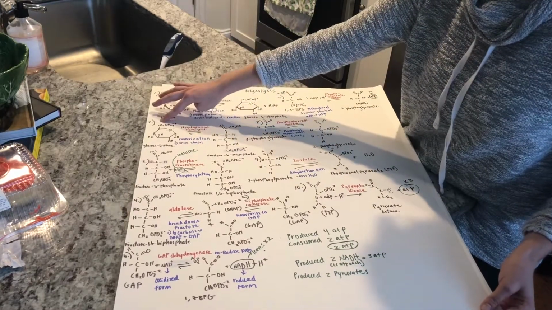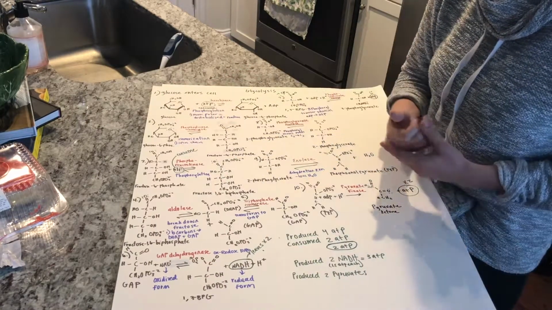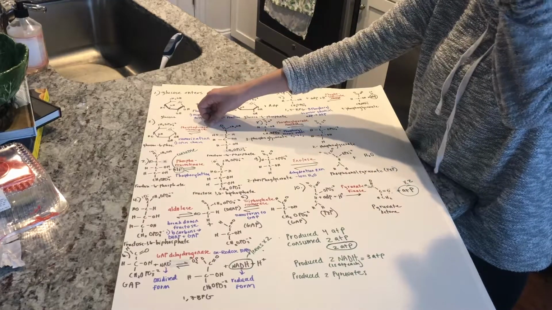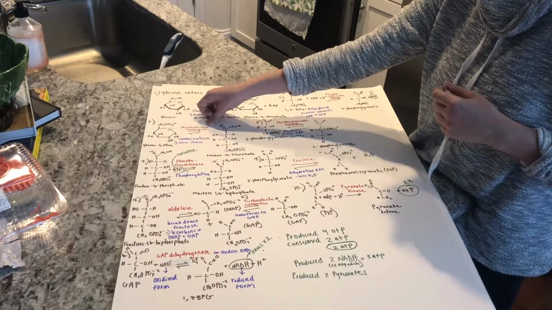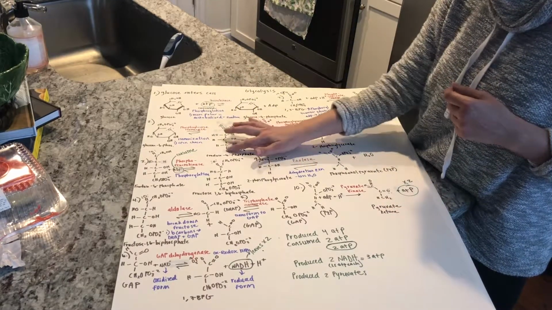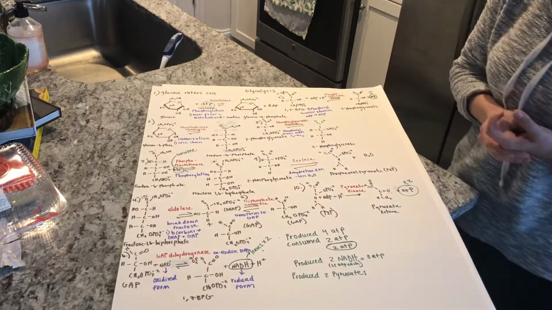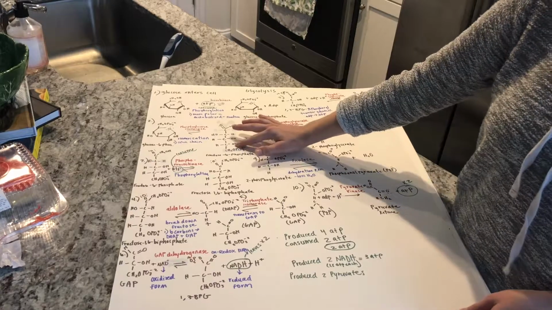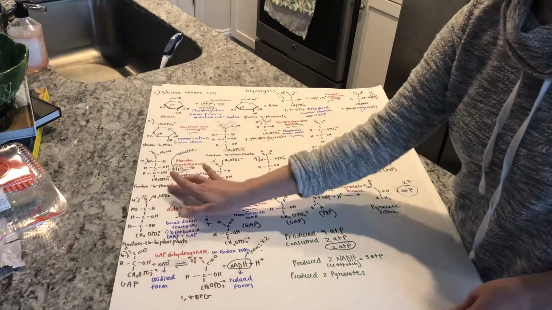Step two, we're going to go over here. That same glucose 6-phosphate is going to be catalyzed by phosphoglucose isomerase. It's going to create fructose 6-phosphate with 6 carbon atoms. So that's something to note. We take that fructose 6-phosphate down into the next step.